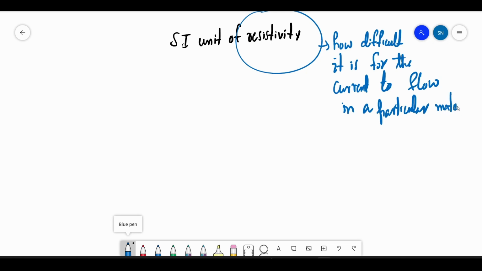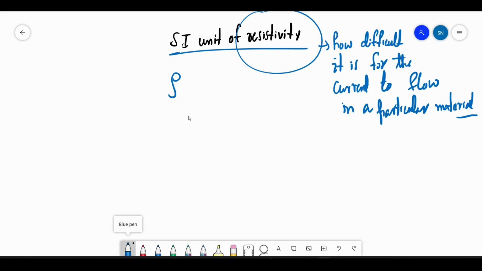I'll give you a chocolate if you tell me what is the SI unit of resistivity. Sir, I don't know that. Yes, you do know. Sir, is it rho? No, that is the symbol. That's how we represent it.